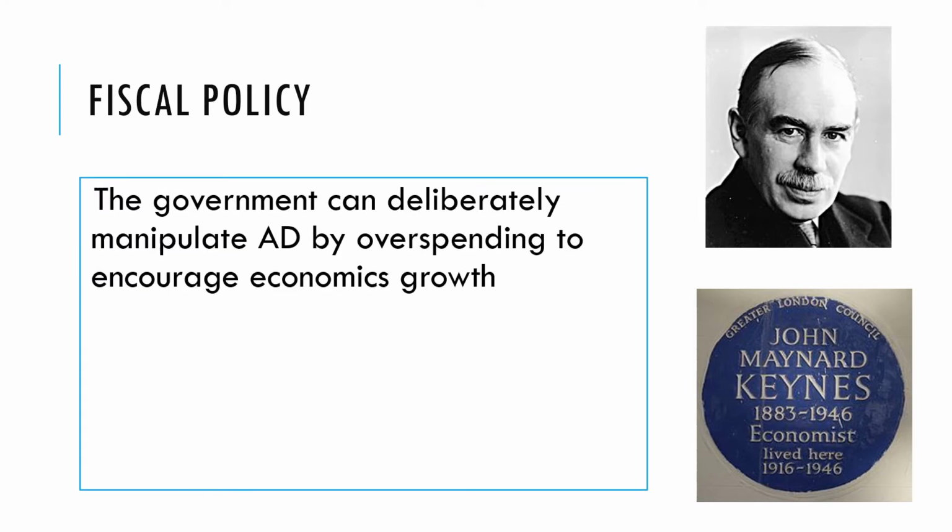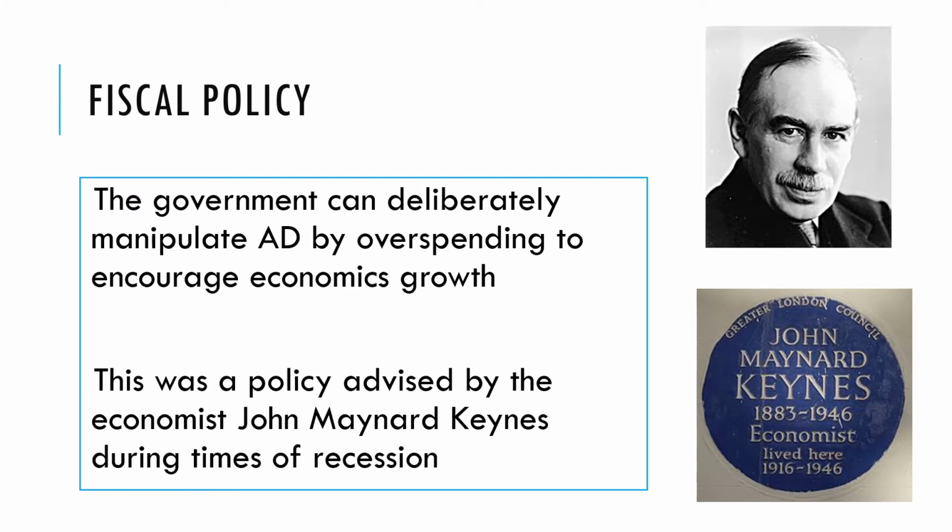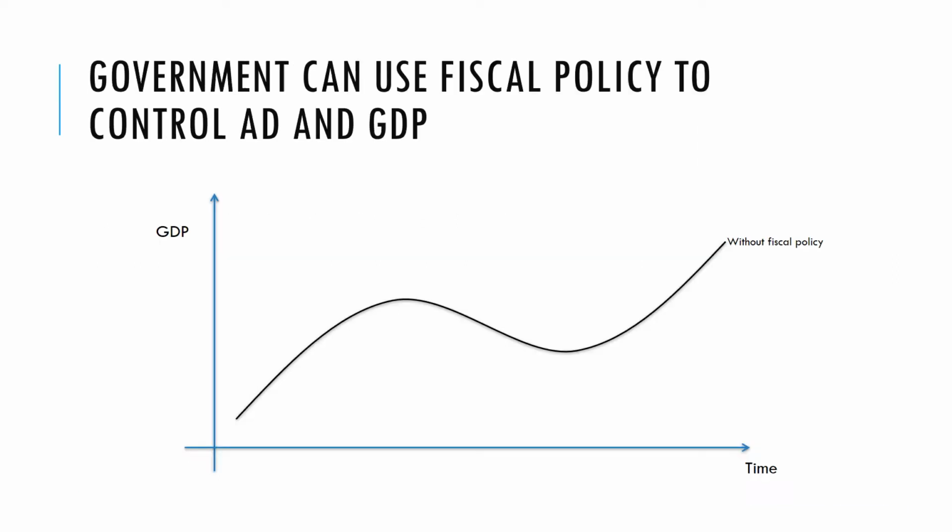Now, fiscal policy means that the government can deliberately manipulate AD by overspending to encourage economic growth. And this was a policy advised by the economist John Maynard Keynes, particularly during times of recession. The government could have a proactive fiscal policy, increase government expenditure to promote economic growth. So let's have a little look at how this might work in practice.